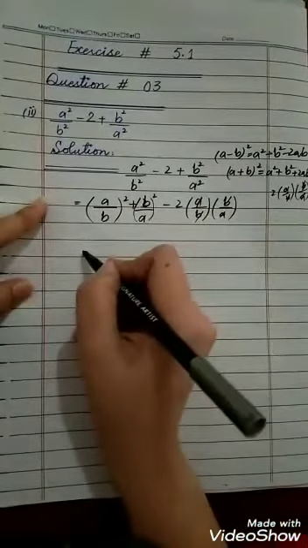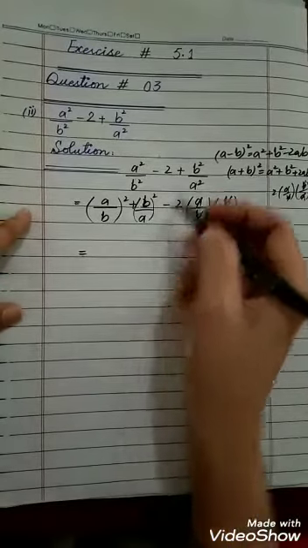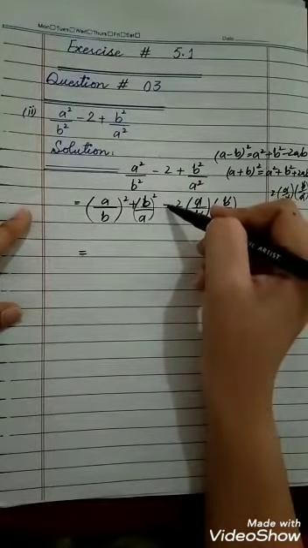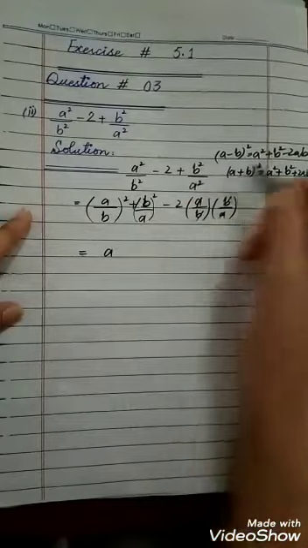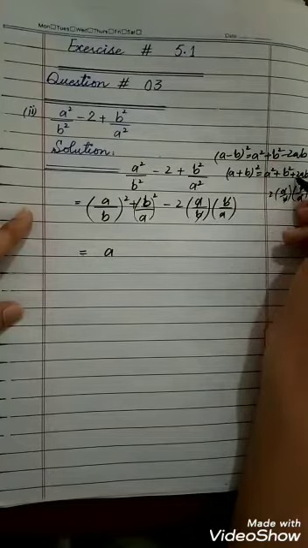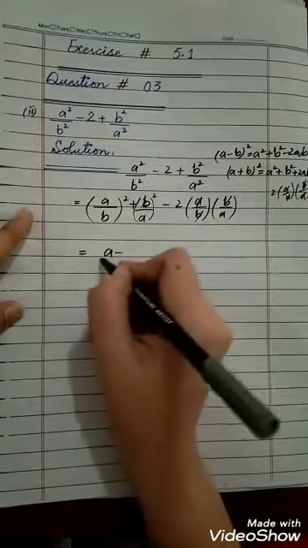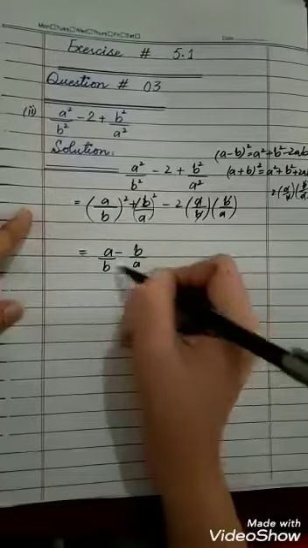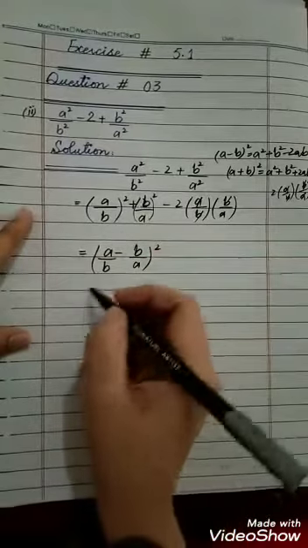So if we want to make our formula, the complete whole square formula, we can write the negative sign here. Because the negative sign is with minus 2, this formula we will use. If the positive sign is with 2, then we will use the positive sign. So the sign is minus: a over b minus b over a, that is whole square. We have made the formula.